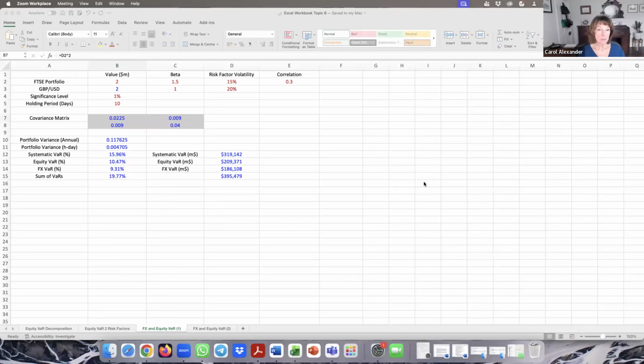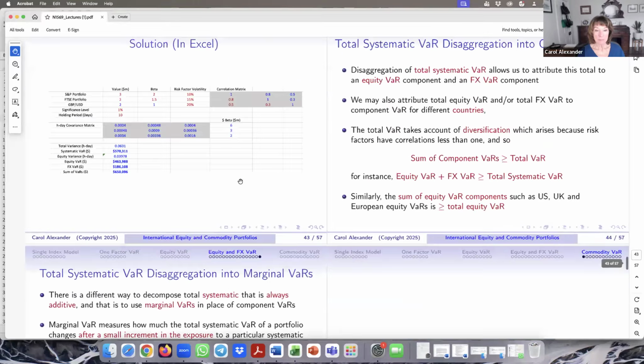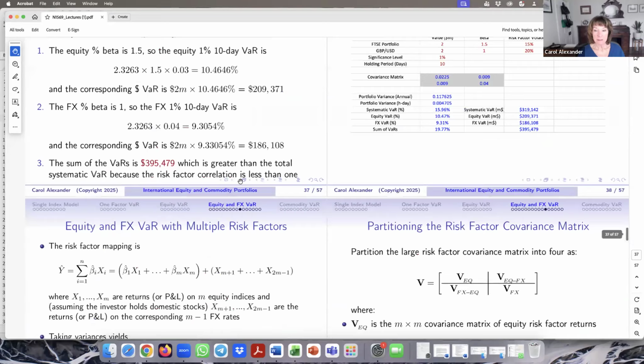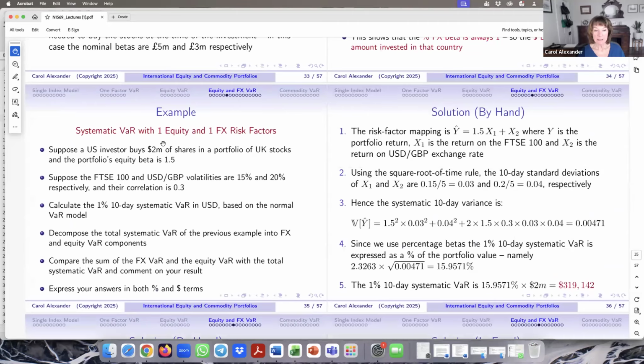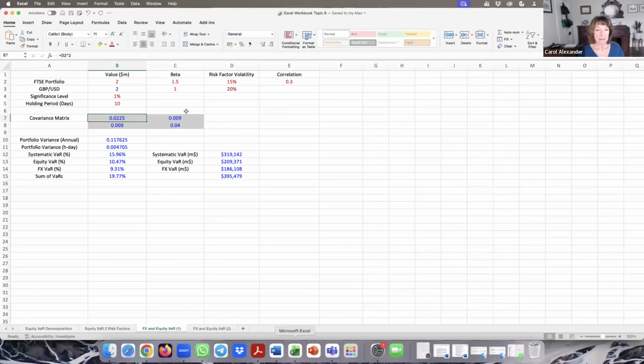Okay, so this is where we are with the example here. Which example is it? It's this one here on slide 38. So we did this solution by hand. It's a systematic VaR with 1 equity and 1 FX risk factor. And here is the result.